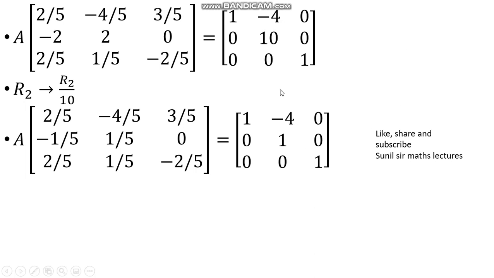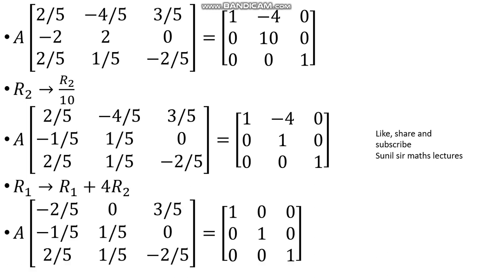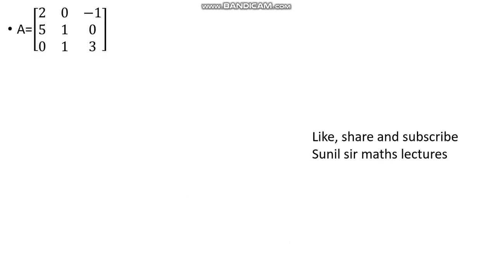The last step is what? This is 1, you have to make it 0. So the step, R1 tends to R1 plus 4 R2, you will be getting the final matrix. And last one for today, we will see one more and then we will end for today. This is a very simple question.